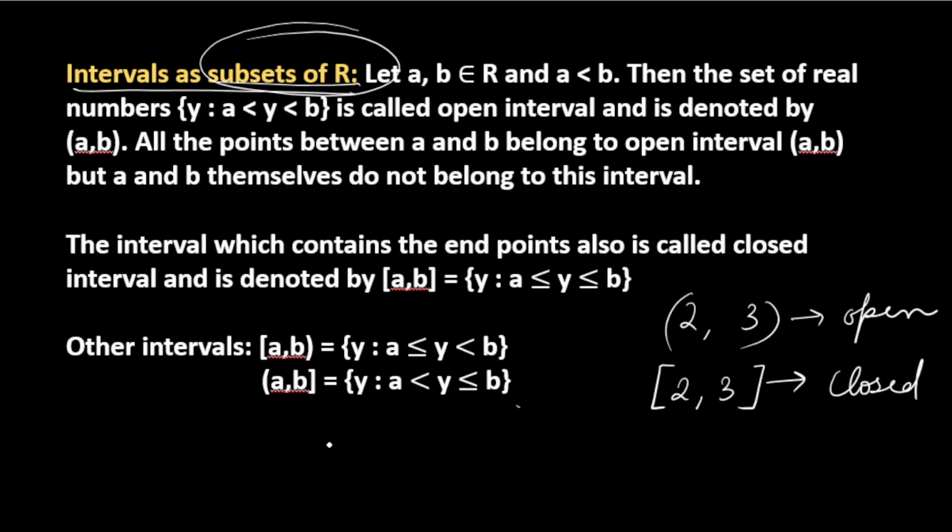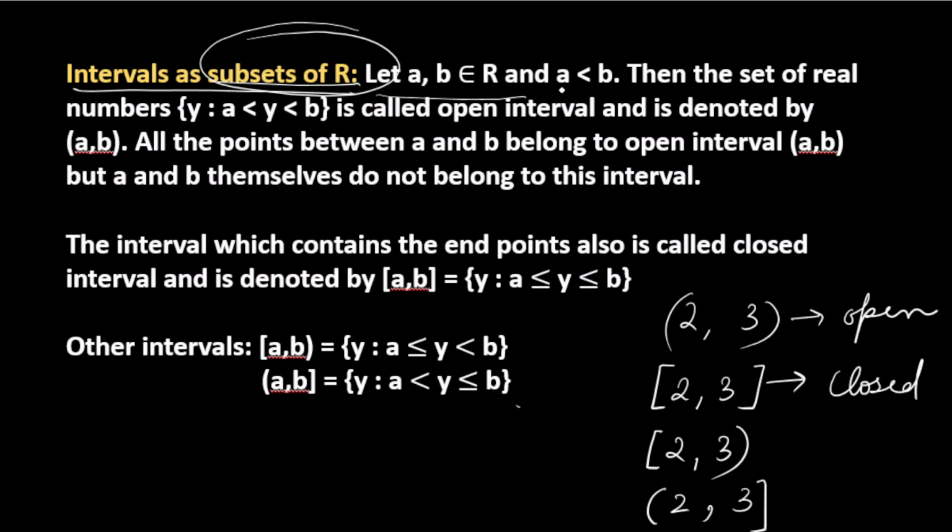So we have some other types of intervals also: closed 2 and open 3. This means 2 is included, 3 is not included. Also open 2 and closed 3. That means 2 is not included and 3 is included. So same thing I have written here also.